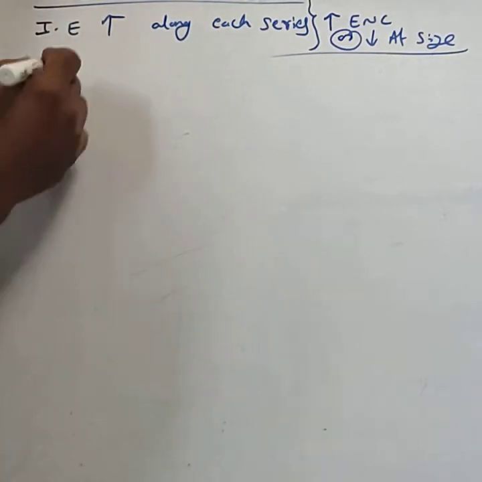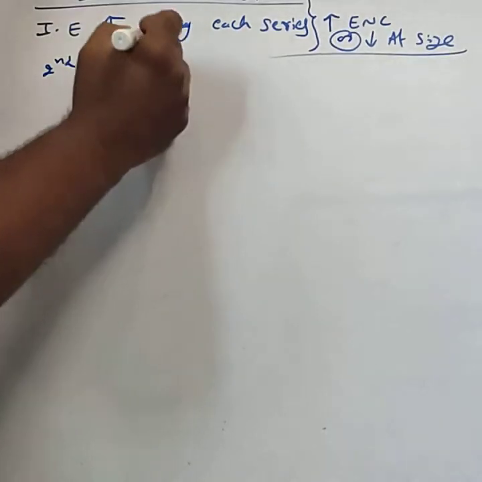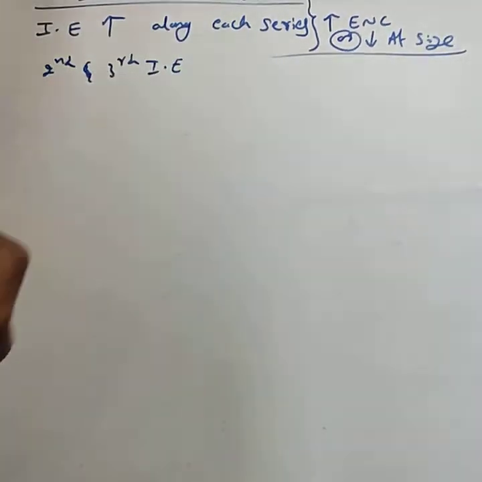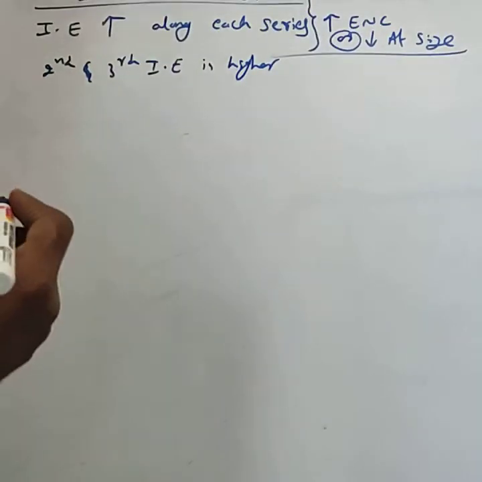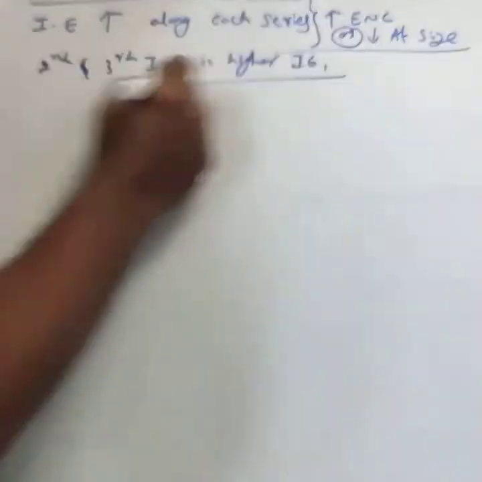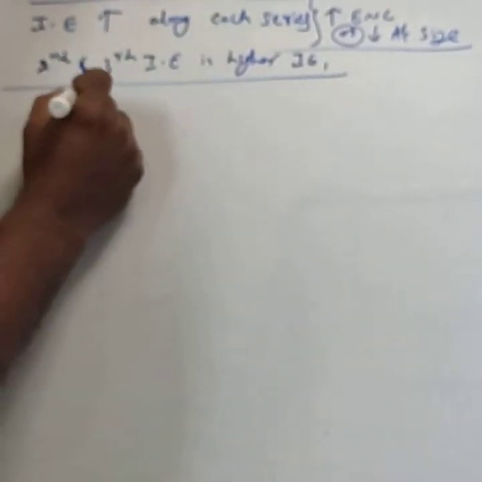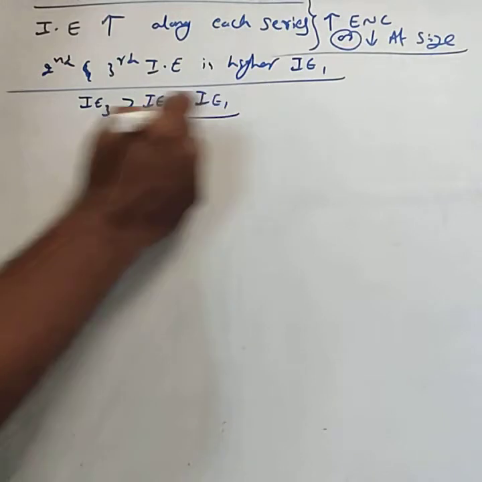Then the second and third ionization enthalpies along each series of transition elements are higher when compared to that of IE1. The second and third ionization enthalpies of each element are higher when compared to the first ionization enthalpy. The order is IE3 greater than IE2 greater than IE1.